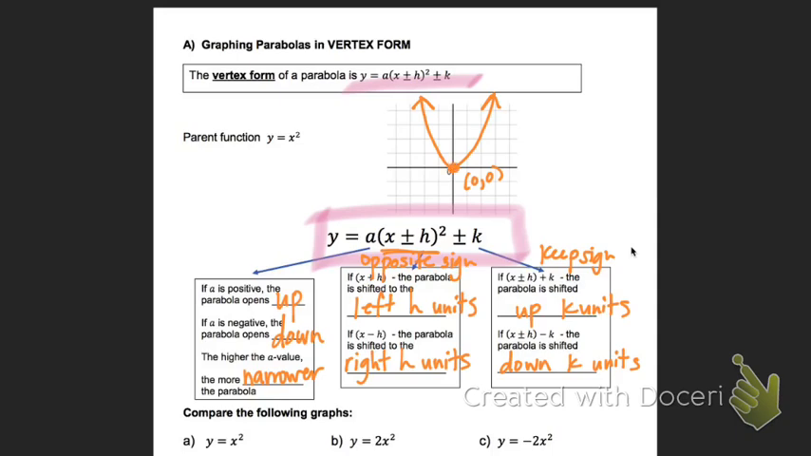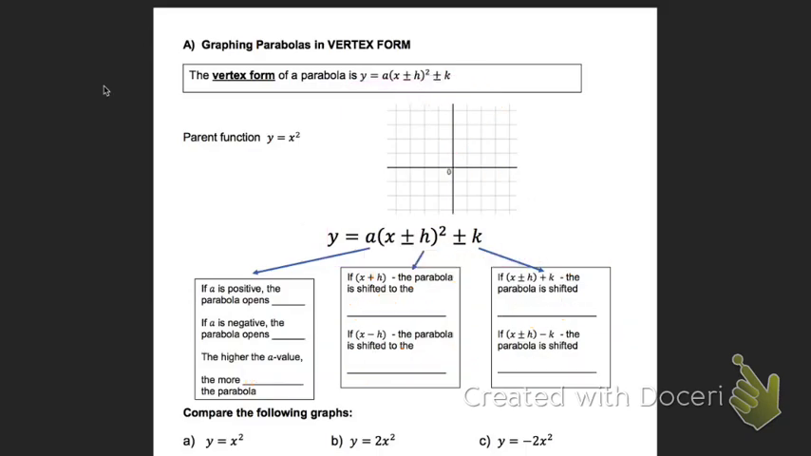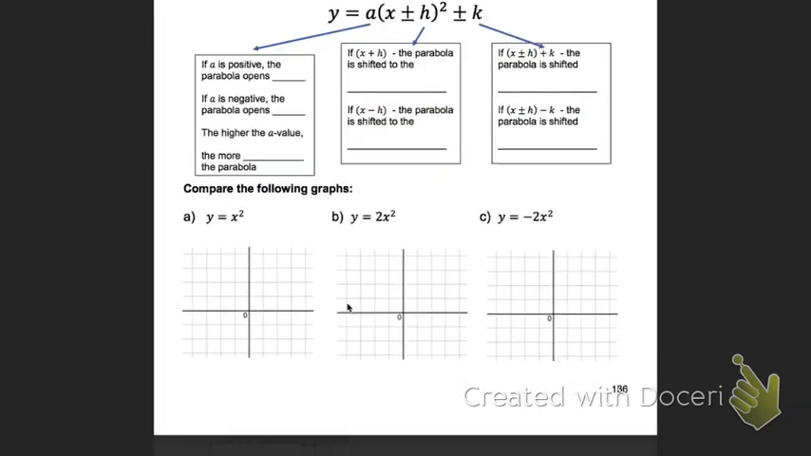When it has the plus or minus h and the plus or minus k, that doesn't mean that when we're graphing, we're going to get 1 plus h and 1 minus h, right? No. It just means one or the other. There will always just be one of those signs. All right, so let's look at a few.